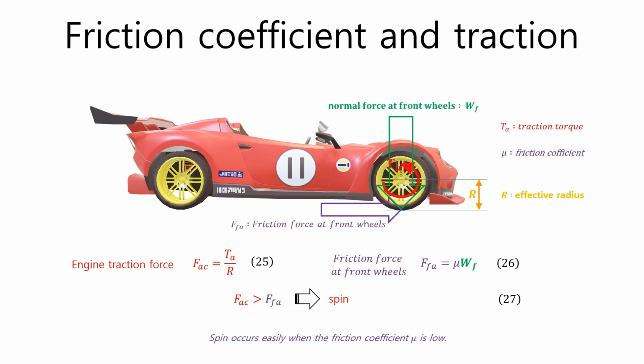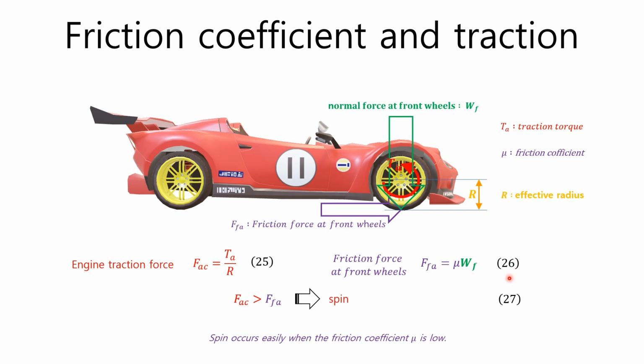The figure here describes the sliding phenomenon determined by the relationship between the vehicle's engine traction force and the friction coefficient. The engine traction force FAC can be expressed as equation 25 by dividing the acceleration torque TA by the tire effective radius R. On the other hand, the friction force at front wheels is the product of the front wheel normal force WF and the friction coefficient mu, so it can be expressed as in equation 26.